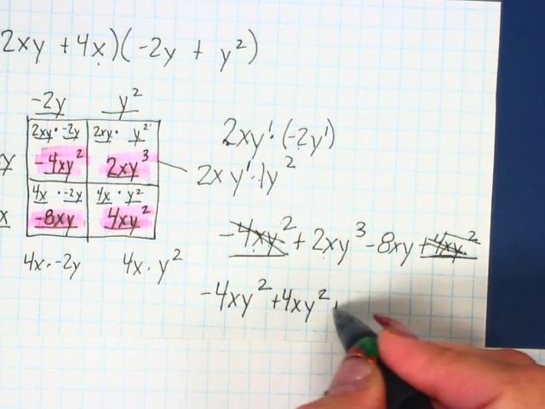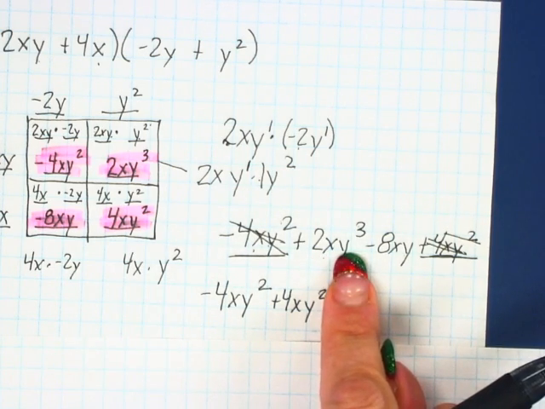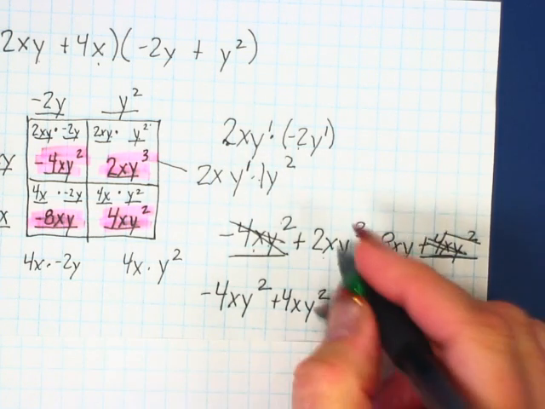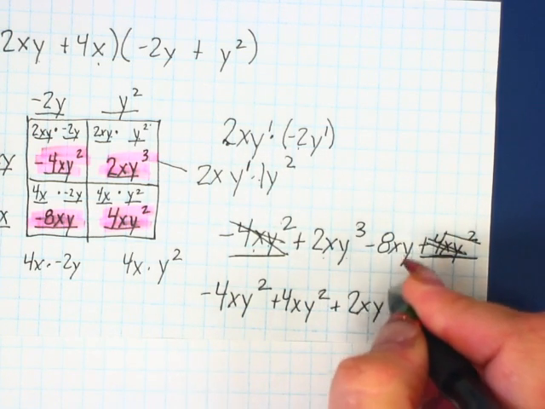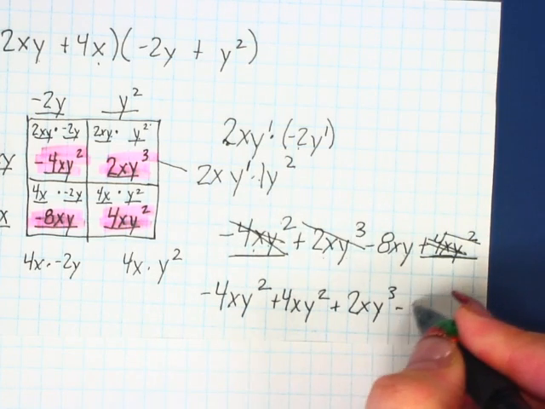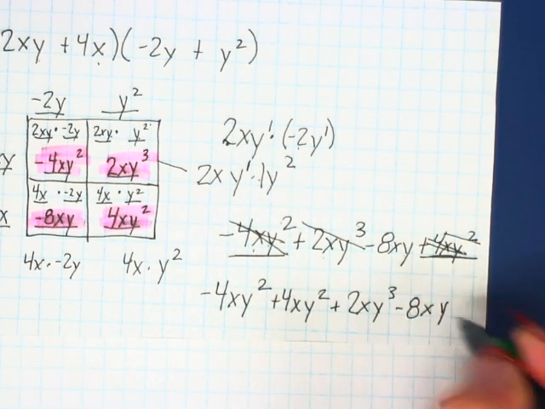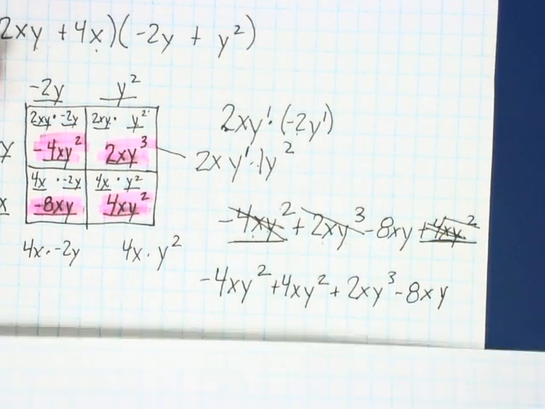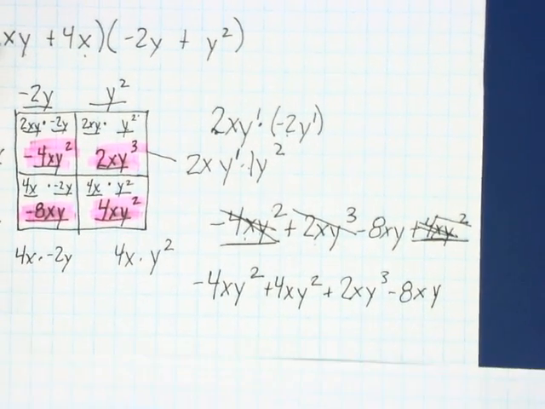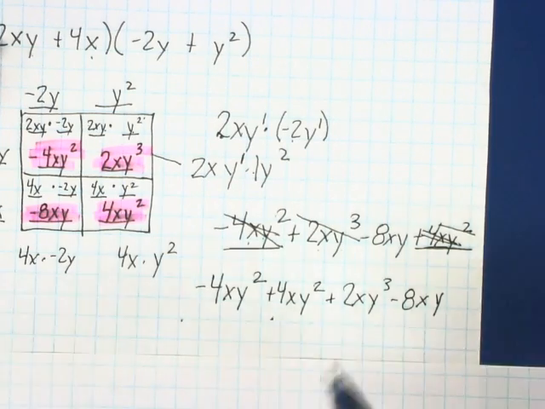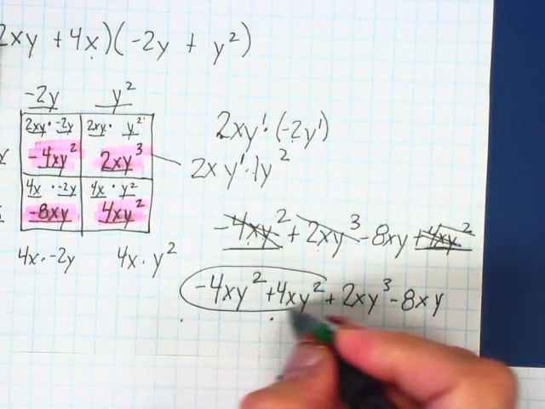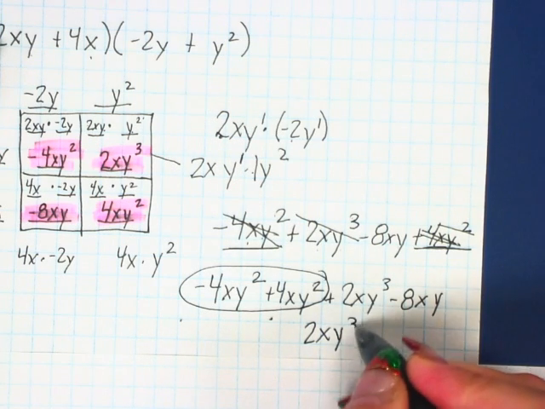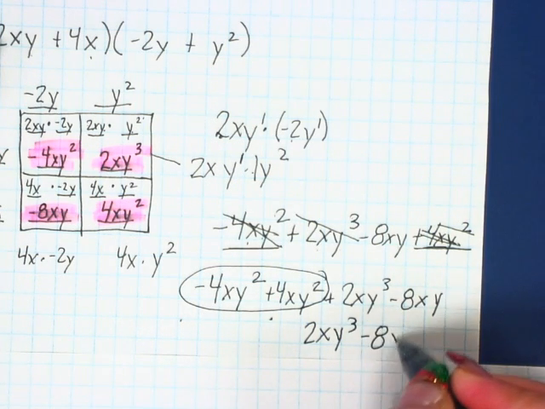Now we'll look at the next two. This is an x with a y to the third. There's no other one, and this is just an x with a y. So 2xy to the third and minus 8xy. Now I have a positive 4xy squared and a negative 4xy squared. If I subtract those, I get 0. So I'm only left with 2xy to the third minus 8xy.